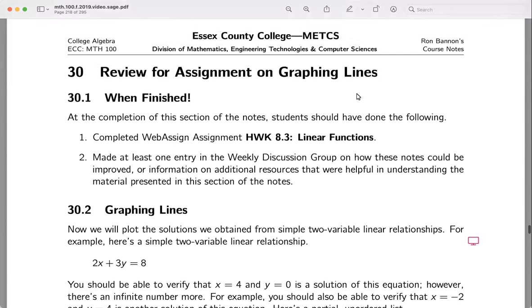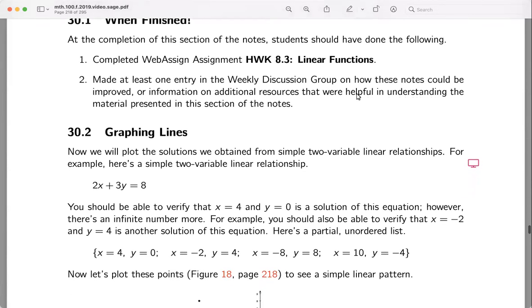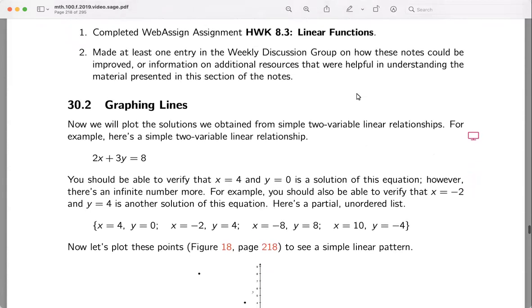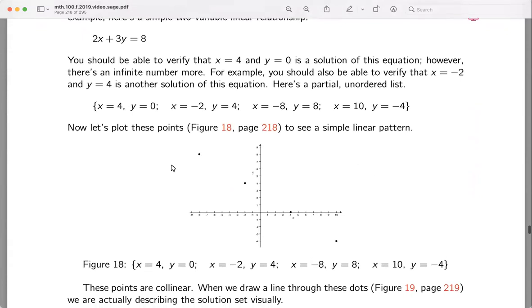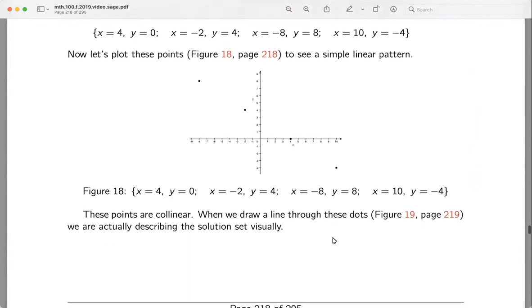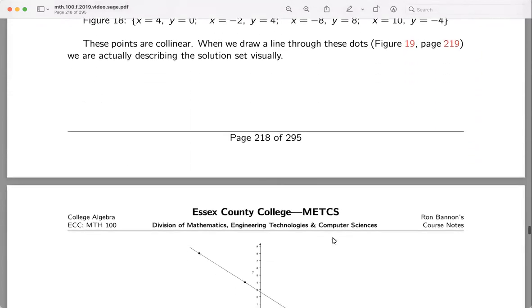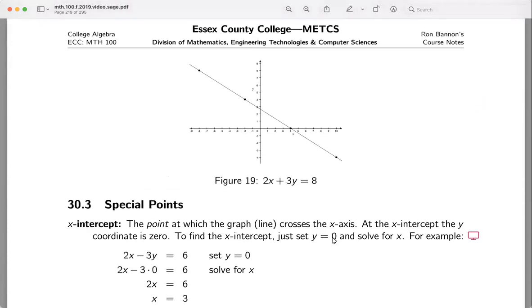Okay, section 30, which is graphing lines. Certainly this section's been covered through lecture. We talked about how to graph a line. We talked about plotting points on graph paper and noticing those points are collinear and then connecting the dots, so to speak, with a line. All right, not a line segment, but a line. And lines go on in both directions infinitely.